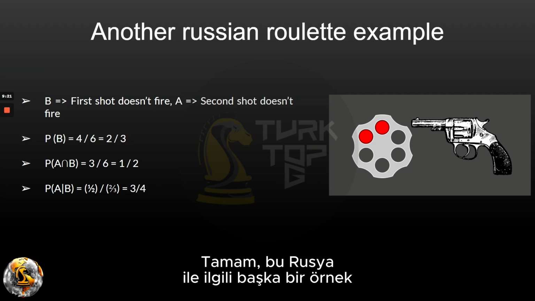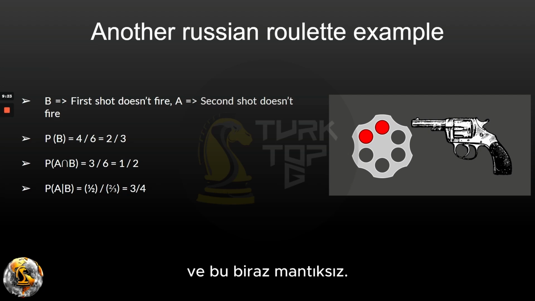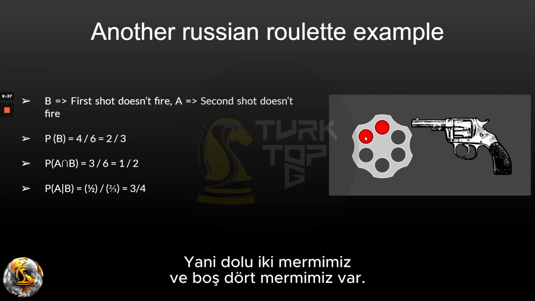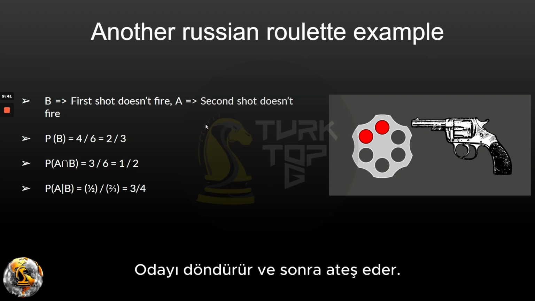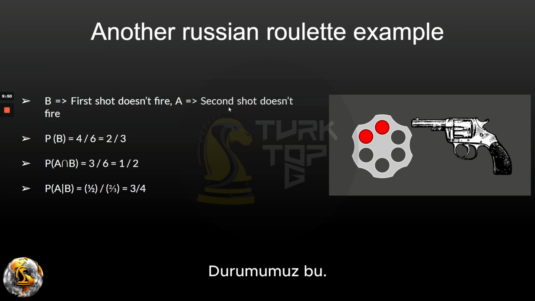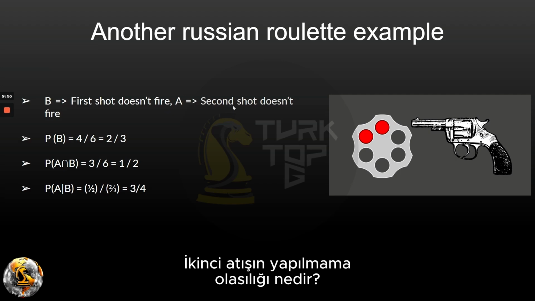Okay, this is another Russian roulette example, and this is a bit of a counterintuitive one. So listen closely. Again, you have that crazy friend. This time he put 2 bullets in out of 6 positions. So we have 2 bullets that are filled and 4 that are empty. He spins the chamber and then shoots. So our B condition is that the first shot didn't fire. That's our condition. What's the probability that the second shot won't fire?